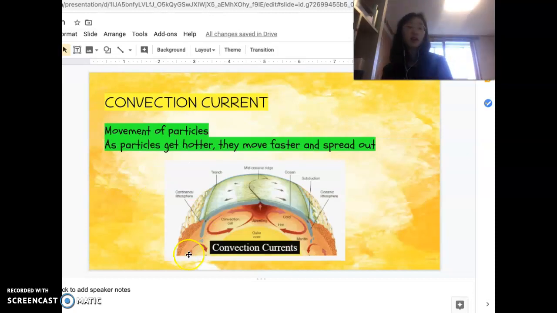The convection current is the movement of the particles going up and down. As particles get hotter, they move faster and they spread out the area. They're moving around and carrying the thermal energy with them.